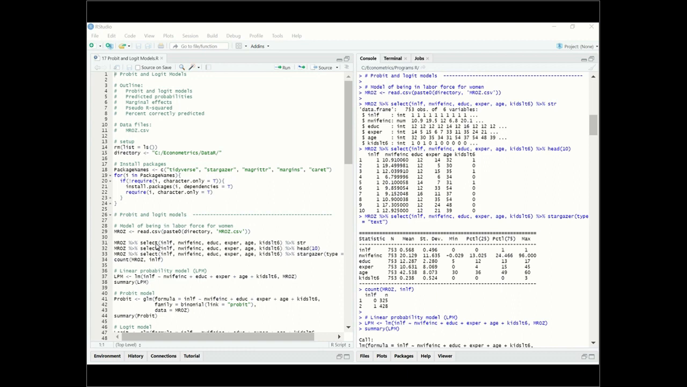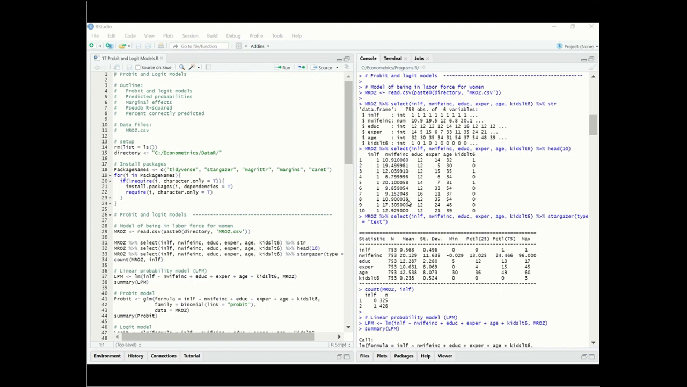Once we select these variables from the data frame, we will use the structure, head 10, and stargazer to summarize the data. So this is how the data looks. We have 553 observations, 6 variables, and these are the first 10 observations of the data set. Here in labor force is going to be our dependent variable, a 0, 1 variable. The first 10 observations have ones because the woman is working, but there are also zeros in the data for women that are not working.